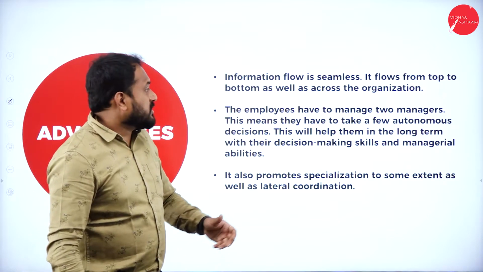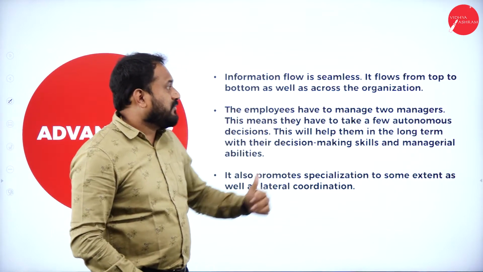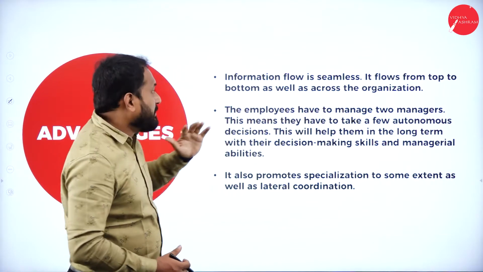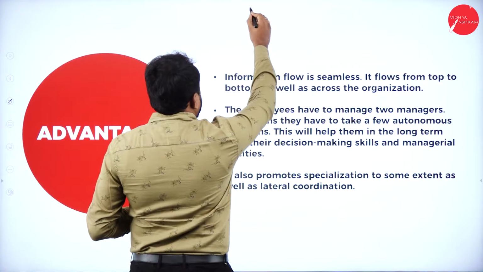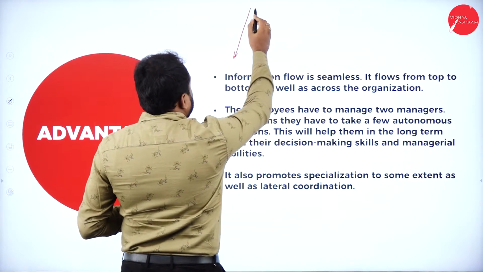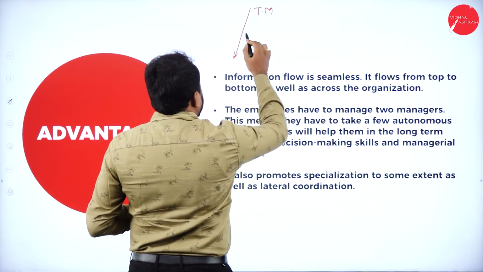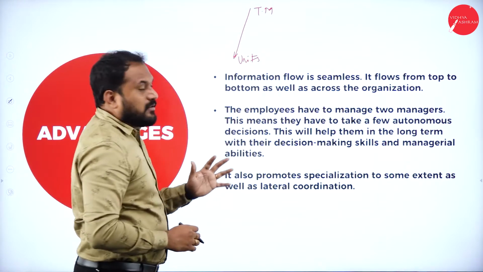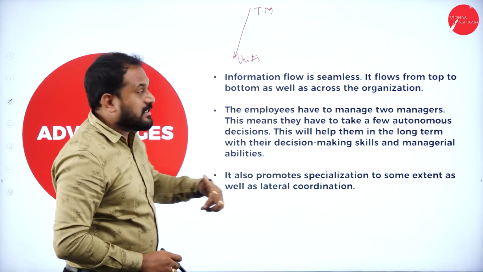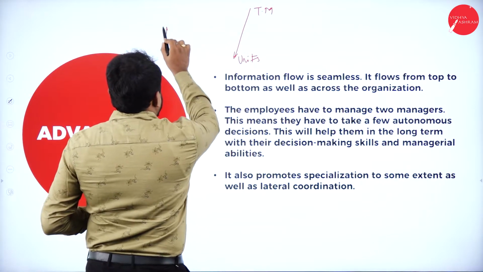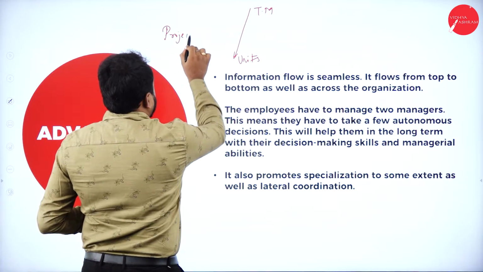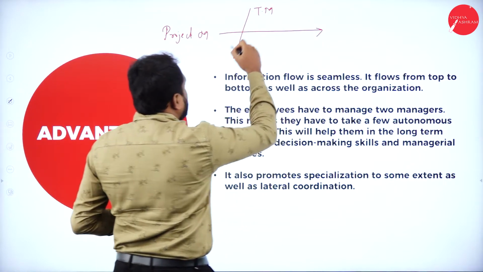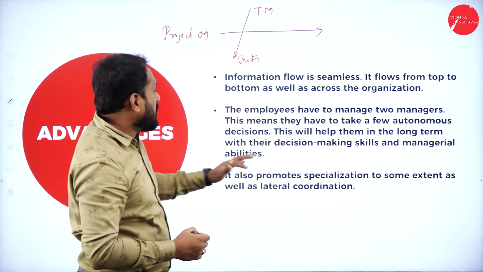Information flows seamlessly, that is, it flows from top to bottom as well as across the organization. That means when you go with functional, it goes from top to bottom. That is, here you have top management, it goes to the units. But the same way, it goes across the organization. That means you have the project manager here. Now the project manager will be here. So from here to here, that means both ways, that is vertical as well as horizontal.